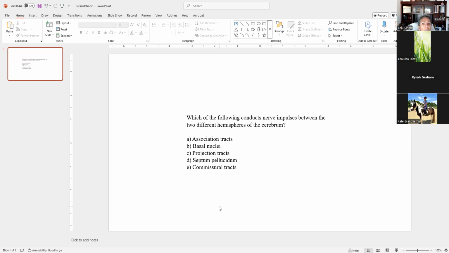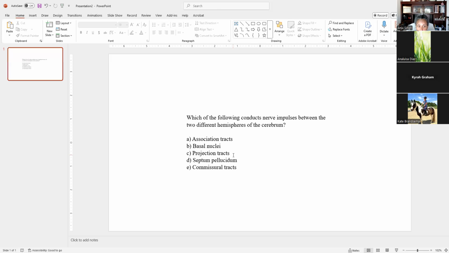Projection tracts, right? Because association tracts are within the same hemisphere. So they're asking which of the following conducts nerve impulses between the two hemispheres. Projection tracts are the ones that project. Those are all your ascending and descending tracts. Association tracts connect different regions within the same hemisphere. So it's not projection, it's not ascending tracts.